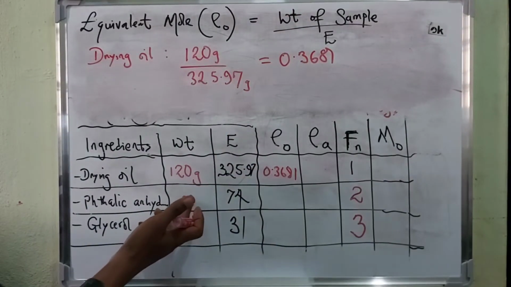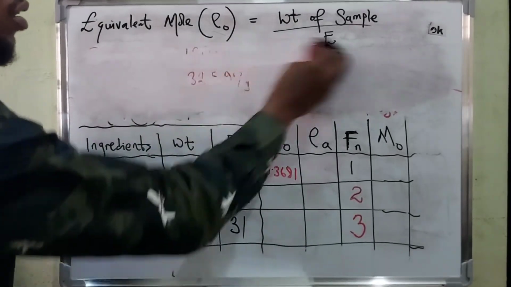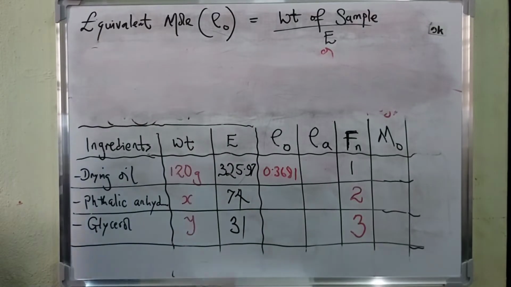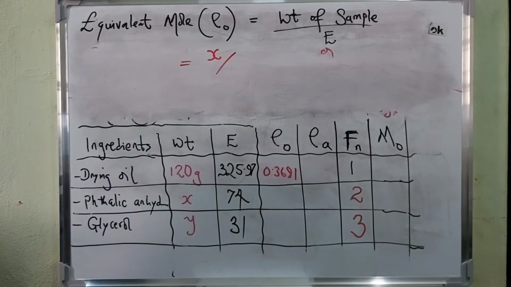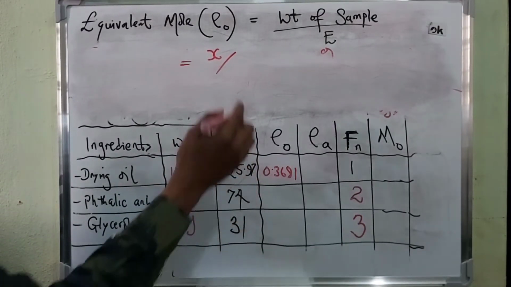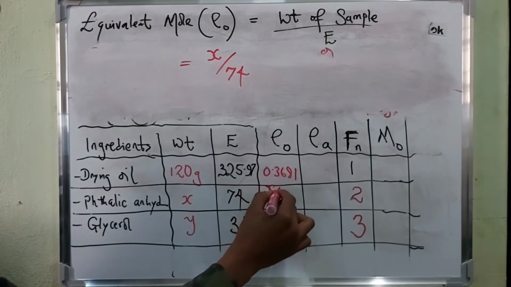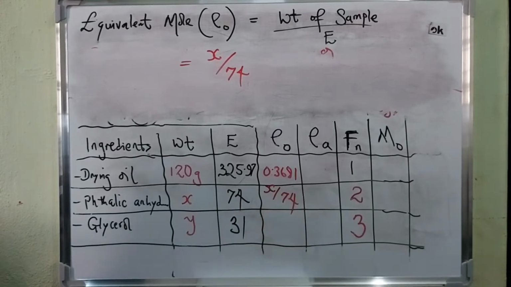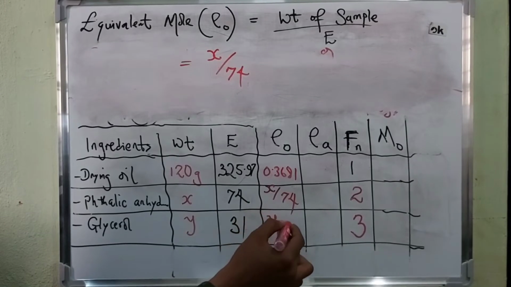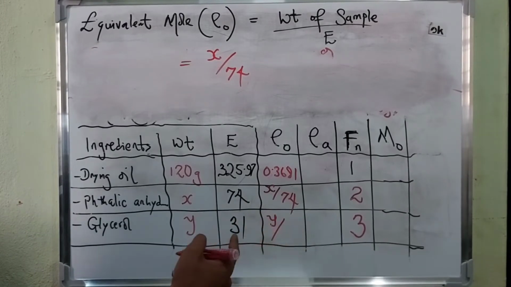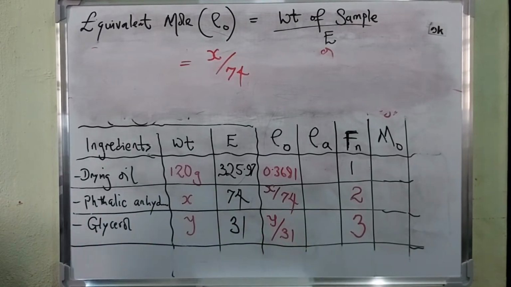All right, then we're going to find that of the phthalic anhydride, the same formula, weight of sample. Now what is the weight of sample here? We don't know our weight of sample. So for the anhydride, our reagent, the equivalent mole is weight of sample unknown, divided by the equivalent weight, which we got to be 74. You can still put it here, x over 74. Likewise for glycerol, this is y, weight of sample unknown, divided by equivalent weight, which is 31. So guys, we have this.